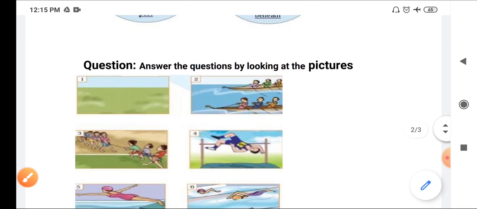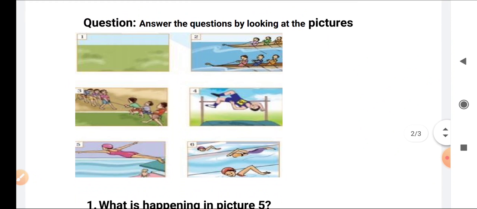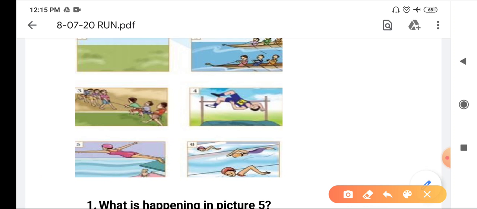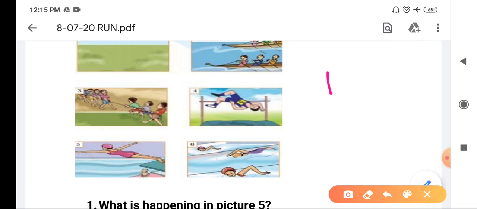Yes, now see the next. Here are a few pictures which you are seeing on your mobile screen, and by seeing the picture you have to answer something. If I ask you where the children are boating in picture number 2, then you will answer me: the children are boating in the river.